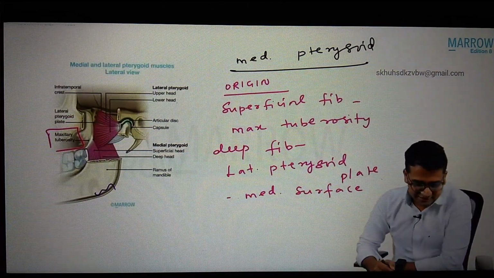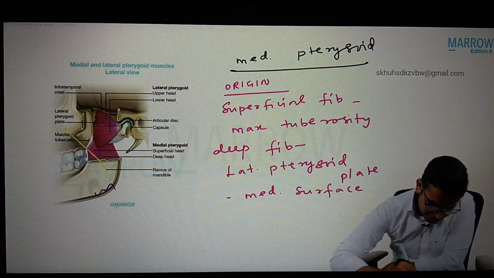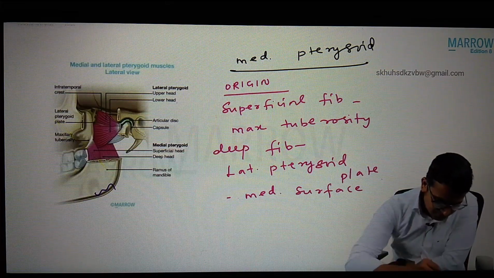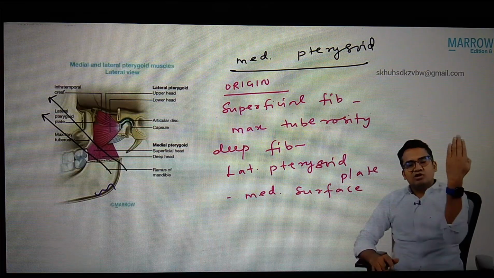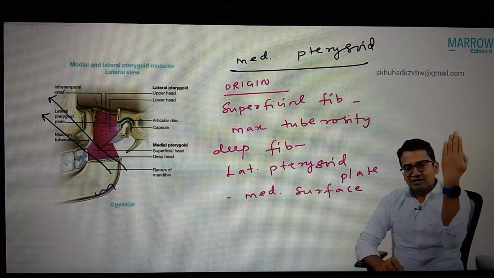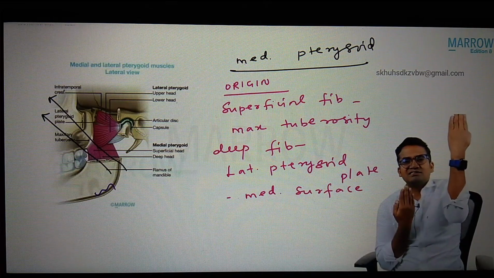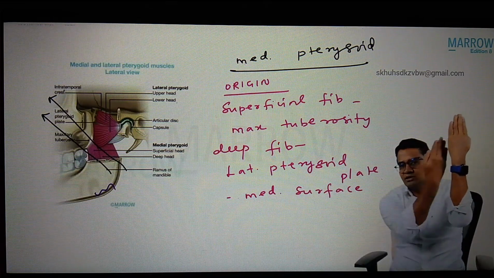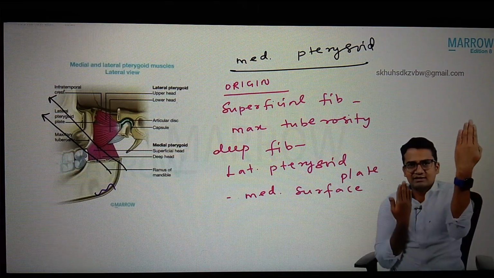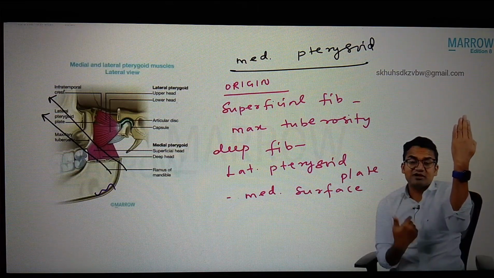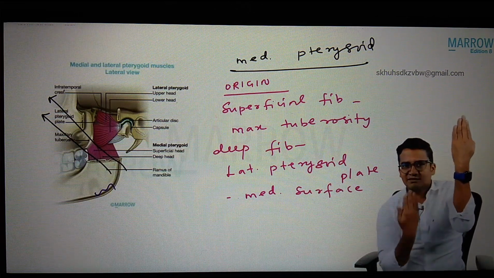Now what is the action? See the muscle fibers. They move the mandible like this. This is the origin point, see my left hand, and this is the insertion point. The insertion point moves towards the origin point. The origin point is on the front side, so the insertion point, the posterior inferior aspect of the ramus of the mandible, moves forward. So the mandible is moving in the front side.